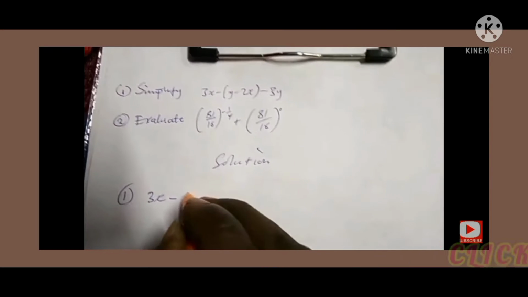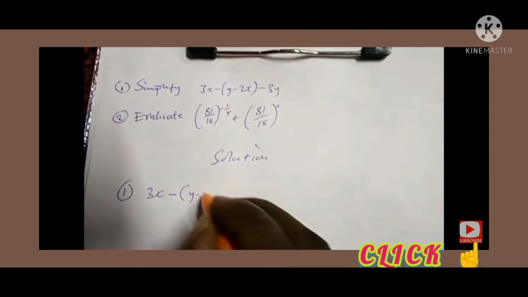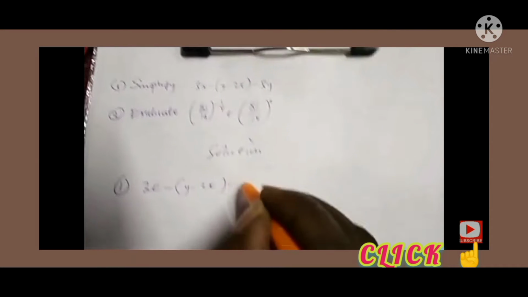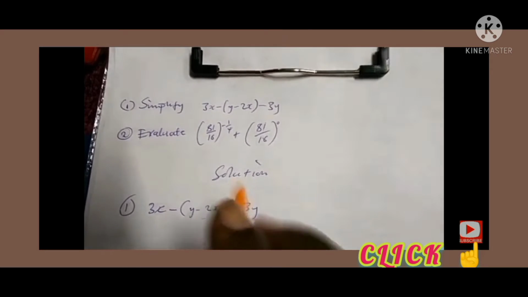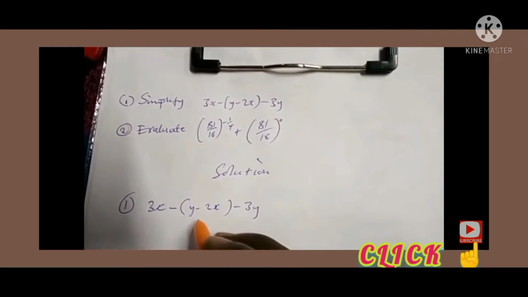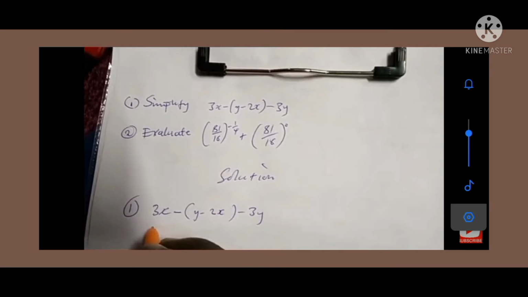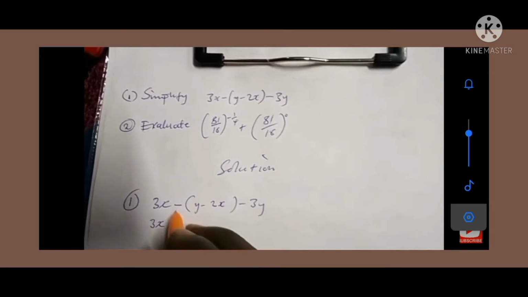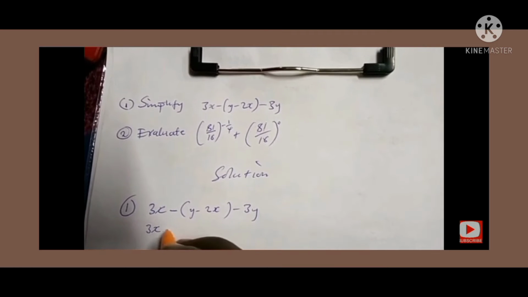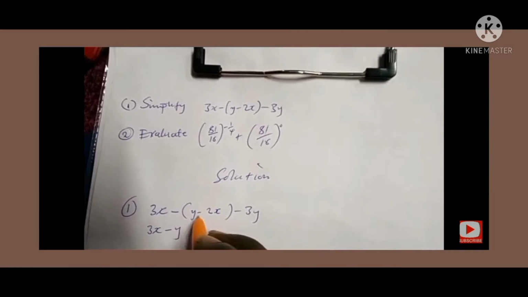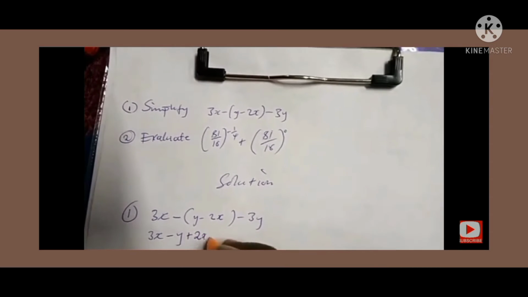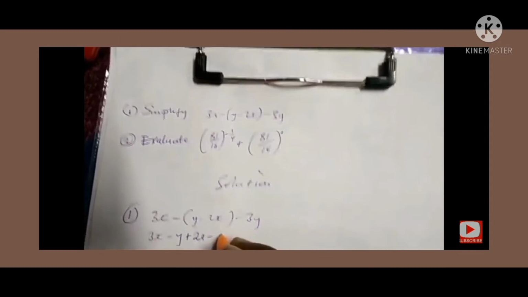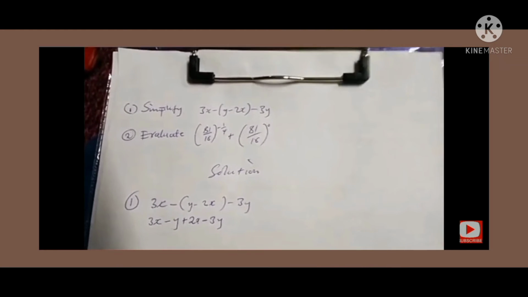Minus open brackets y minus 2x minus 3y. So here we are going to remove the things which are in brackets. We are going to do 3x negative times y, which is minus y, negative times negative 2x plus 2x minus 3y. Then here we are going to collect the like terms.